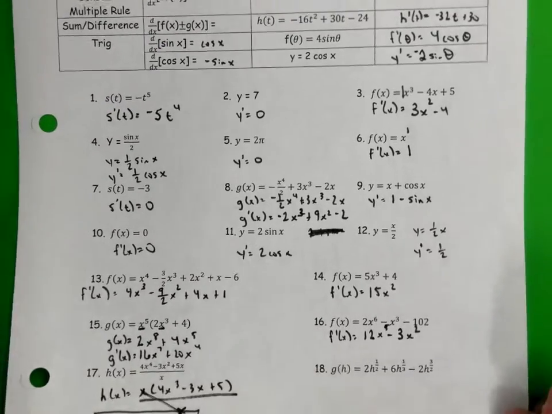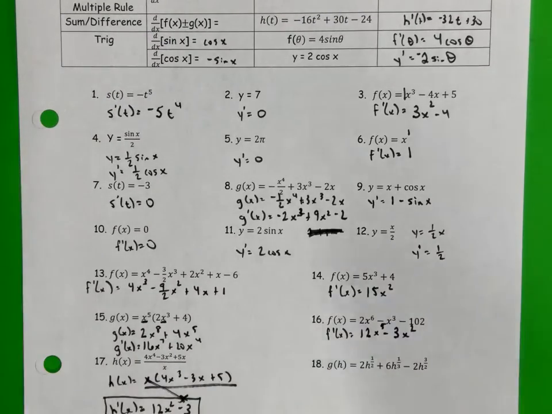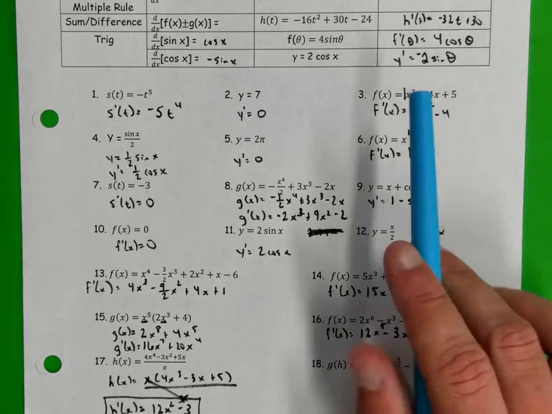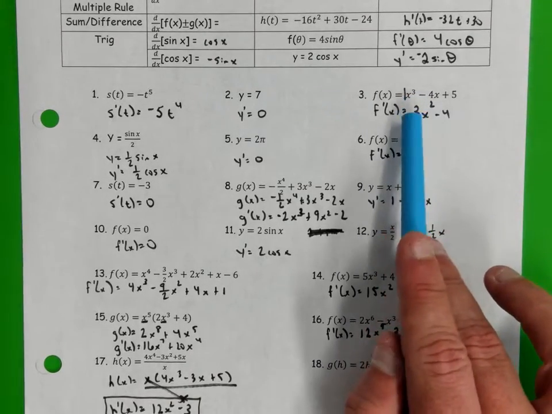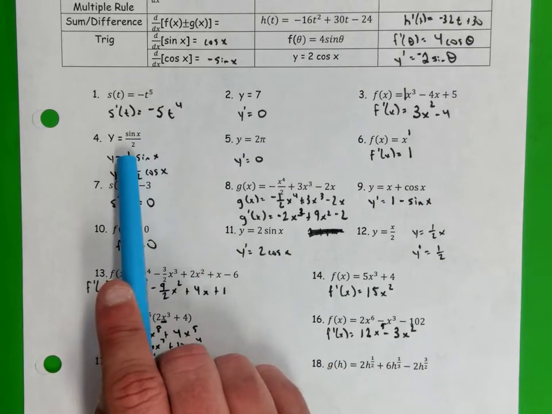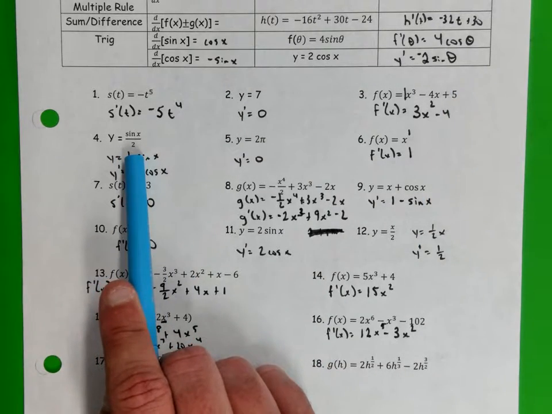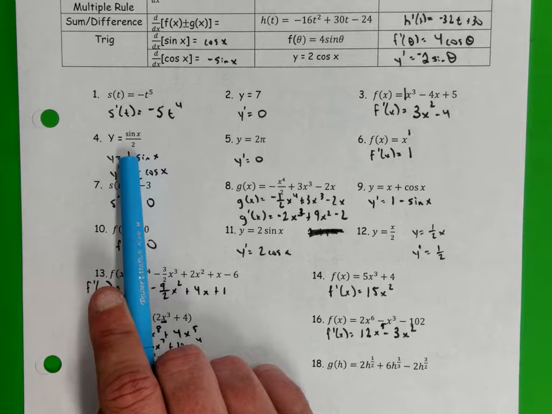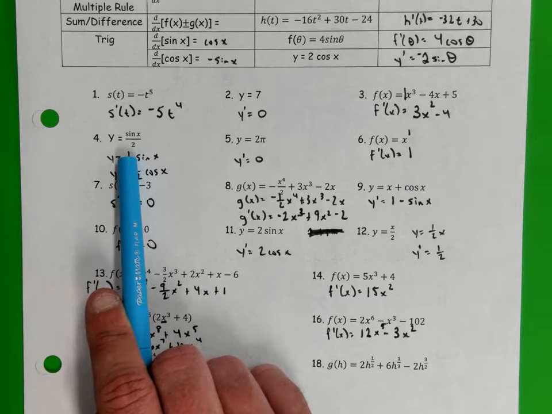Just reviewing a few things. Remember, when it's separated by plus and minuses, you're going to take the derivative of each individual term. Sometimes you have to rewrite it to work with it. Like I would have to rewrite this as 1/2 sine x. What is the derivative of sine? Cosine. What's the derivative of cosine? Negative sine. You need to remember that.